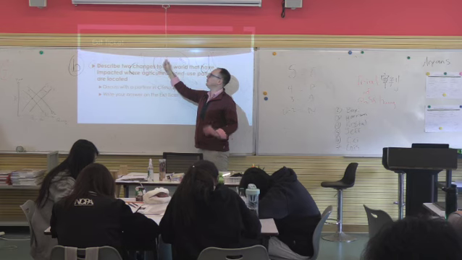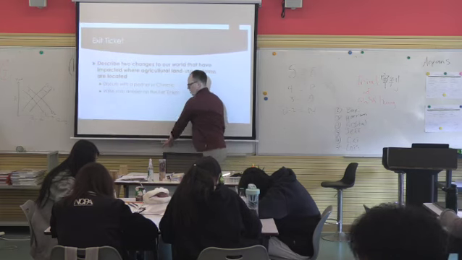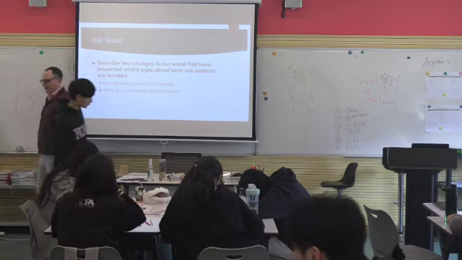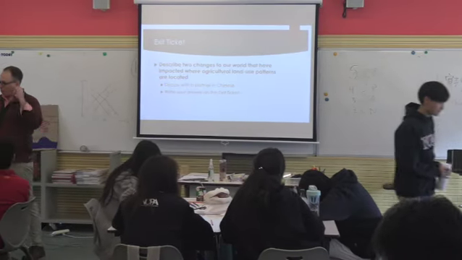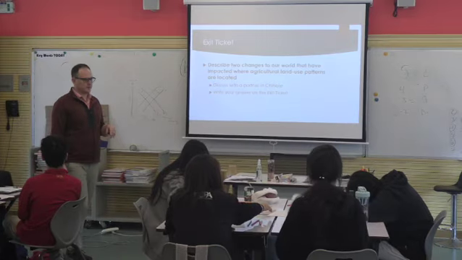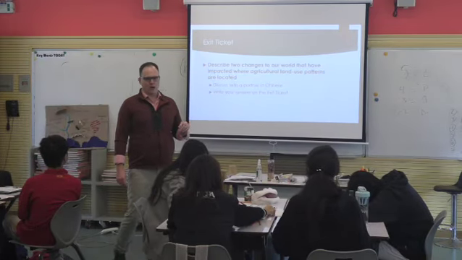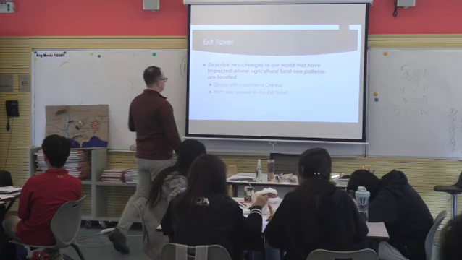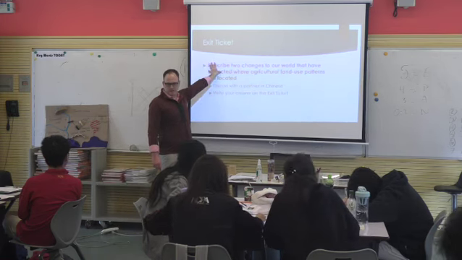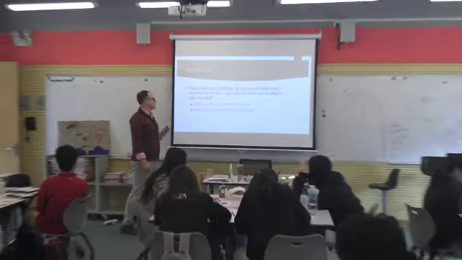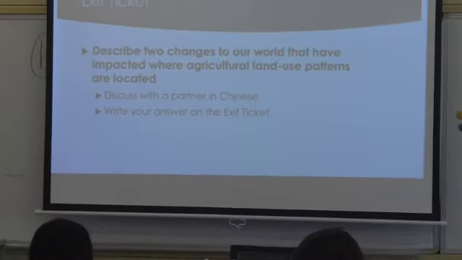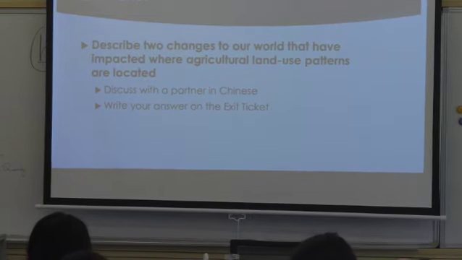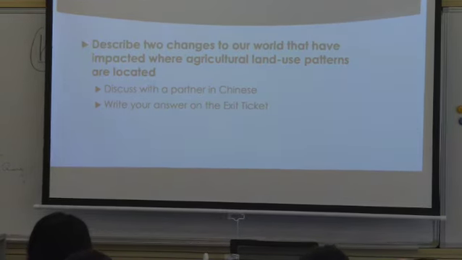Okay. So, very quickly, I have a short exit ticket for you. You're going to be working with a partner now at your group of desks, not your whole group. I want each partner to answer this question: Describe two changes to our world that have impacted where agricultural land use patterns are located. Both partners need to speak. I want one partner to share one reason, and the other partner to share another reason.